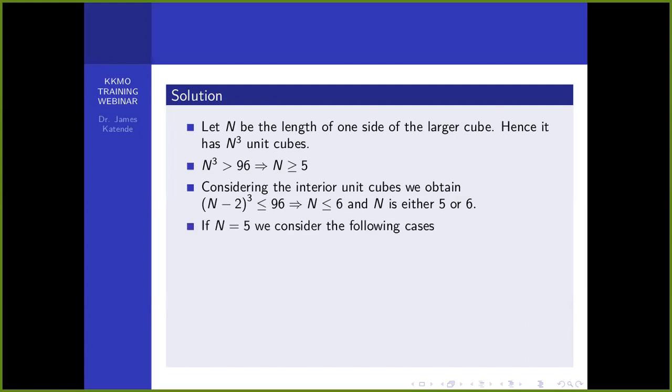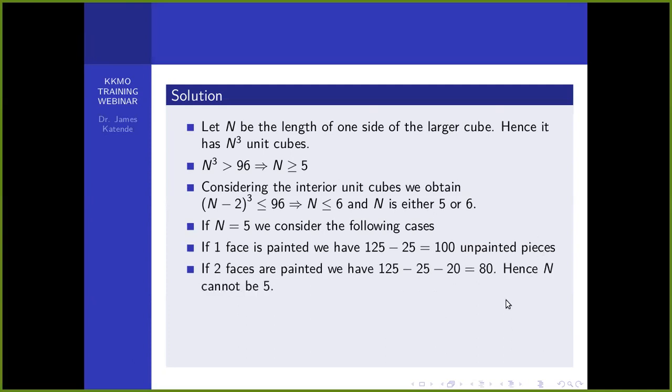So if n is equal to 5, we'll check manually. We can consider the following situations. We are aware that at a minimum, one of the faces must be painted. So we start with one face. If one face is painted, then the number of unpainted pieces will be 125 minus 25, which gives us 100. So it can't be one face in this case, because we need the number of unpainted cubes to be 96. So what about the next case?